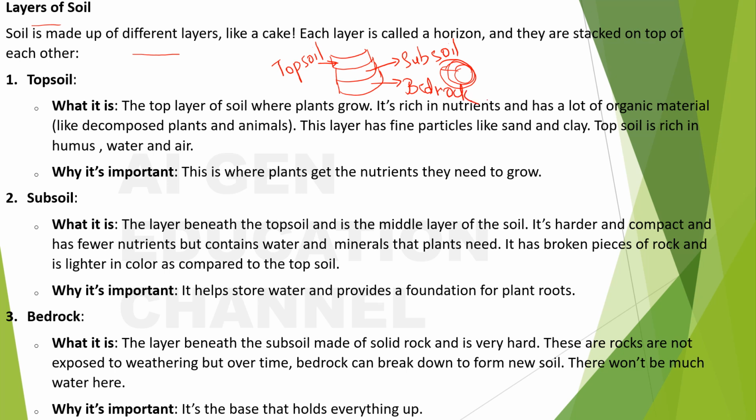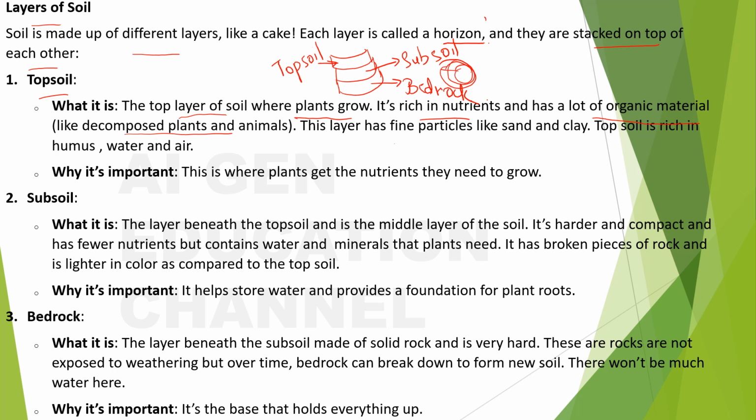So let us see. Each layer is called a horizon, and they are stacked on top of each other. Okay, topsoil. What is topsoil? The top layer of soil where the plants grow. It's rich in nutrients and has a lot of organic material like decomposed plants and animals.